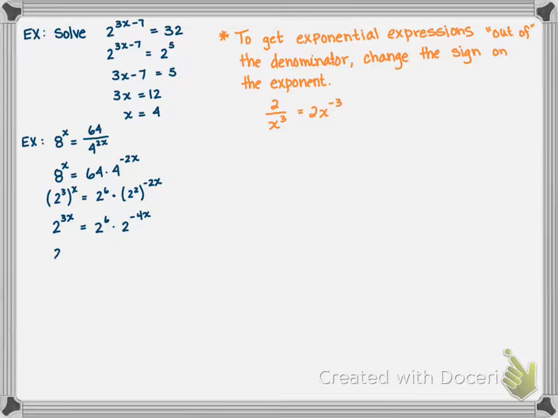So we have 2 to the 3x equals 2 to the 6 minus 4x. So we added those, but I added a negative, so it becomes subtraction. Now I have a single exponential expression on each side. They have the same base, so I can say that the exponents have to be equal. So 3x equals 6 minus 4x. And we'll add 4x to both sides and divide both sides by 7. So x equals 6/7.